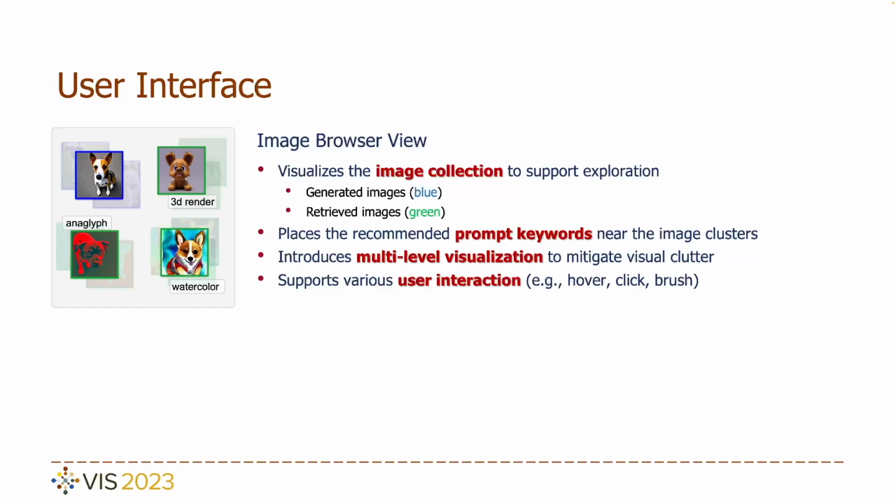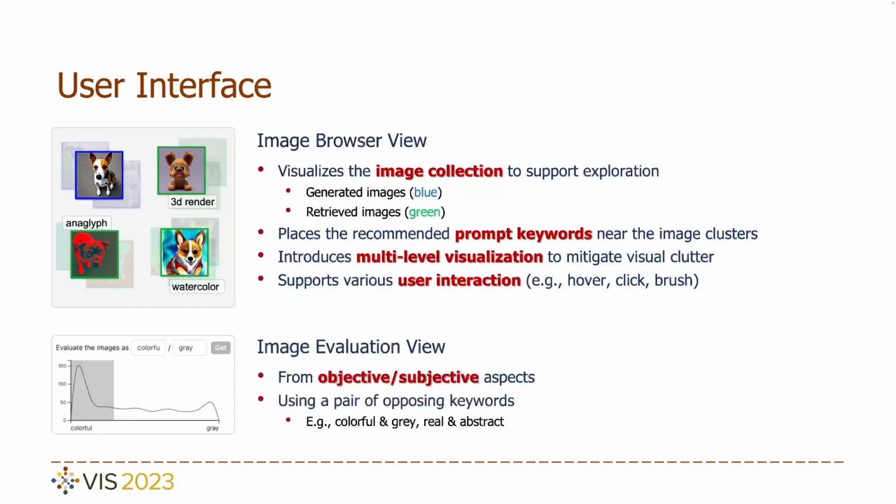To mitigate the visual clutter of large image collections, we introduce multi-level visualization so that the images in the clusters are gradually visualized as the view is zoomed in. All images and keywords support user interaction for detailed exploration. The image evaluation view enables users to evaluate image results from multiple aspects, including objective and subjective aspects. Users can evaluate images by specifying a pair of opposing keywords, such as colorful and gray, or real and abstract.